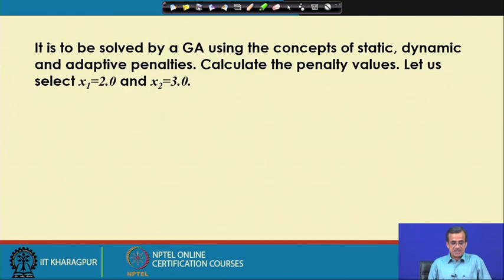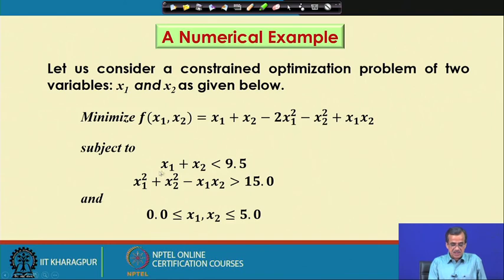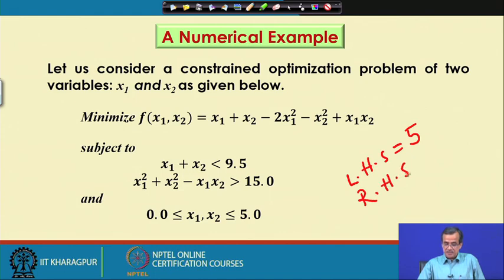The first functional constraint is x 1 plus x 2 is less than 9.5. If I calculate the left hand side for the first functional constraint, it is x 1 plus x 2, that is 2 plus 3, 5, and the right hand side is 9.5, and 9.5 is greater than 5.0. So, there is no violation of this functional constraint.